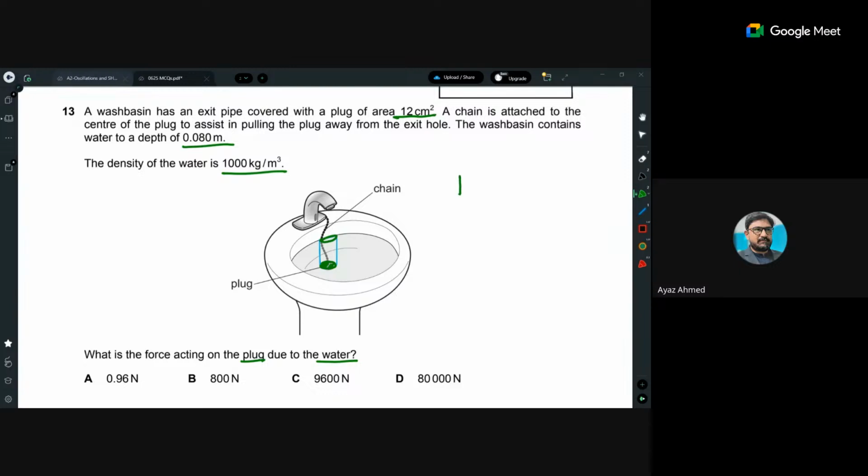You know force is equal to pressure times area. So force is rho g h times area. Density is 1000. The value of g, I told you, in all these questions is used as 10. So the game is under control. The height is 0.08. And what is the area? The area is 12 centimeter square. This is the main conversion.